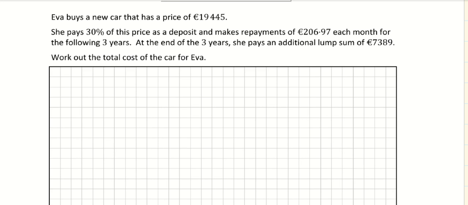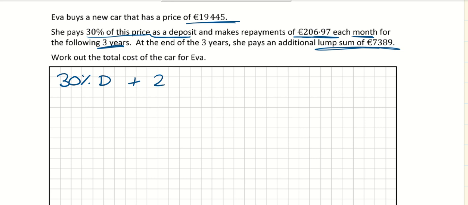The last part of this question now is Eva buying a new car, 19,445, and there's a few parts of this. So 30% is a deposit, repayments of 206 for 3 years monthly, and a lump sum. Okay, so you want the total cost of the car, so you need to just add these things. So the 30% deposit plus the monthly and plus the lump sum. So you need to get all three.